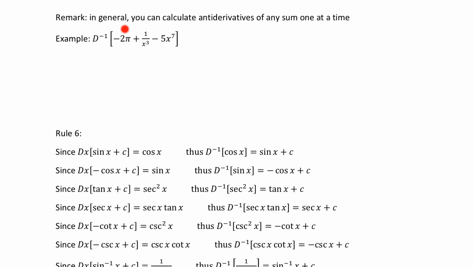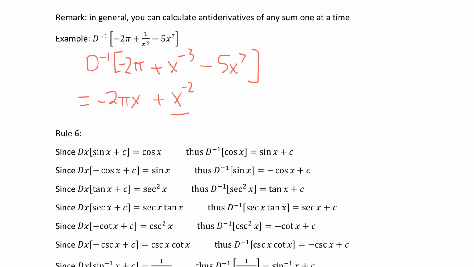Now, in general, you can calculate antiderivatives of any sum one at a time. So let's say we had the following question here. We have the antiderivative of minus 2 pi, 1 over x to the 3, 5x to the 7. We're just going to do these one at a time. So first I'm going to want to rewrite this here, having them as powers. So this will be minus 2 pi plus x to the minus 3 minus 5x to the 7. And now I simply need to take the antiderivative of each one at a time. Minus 2 pi is a constant, so it will be minus 2 pi times x. This is a power, so I add 1 to the power and divide by my new power.